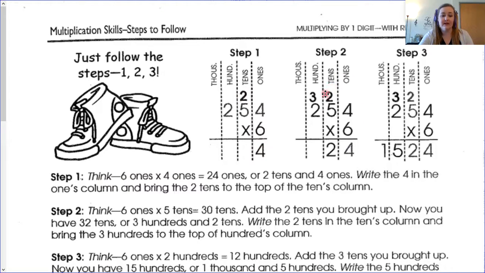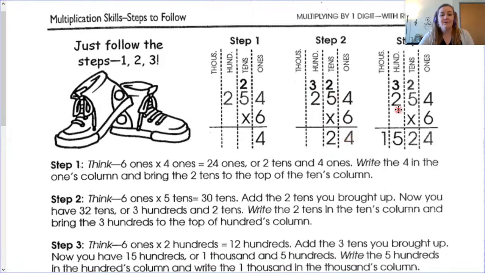Step 2, now I've got to go from the 6 to the 5. They want you to think of 6 ones and 5 tens there. So 6 times 5 gives me 30, but I've got that 2 up there, so I've got to add that. So now I'm at 32. I'm going to put the 2 down here in the tens column and the 3 on top here of that other 2.